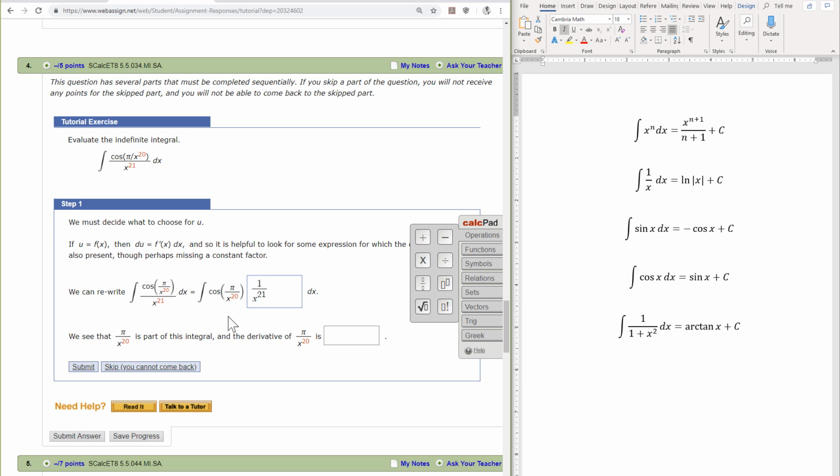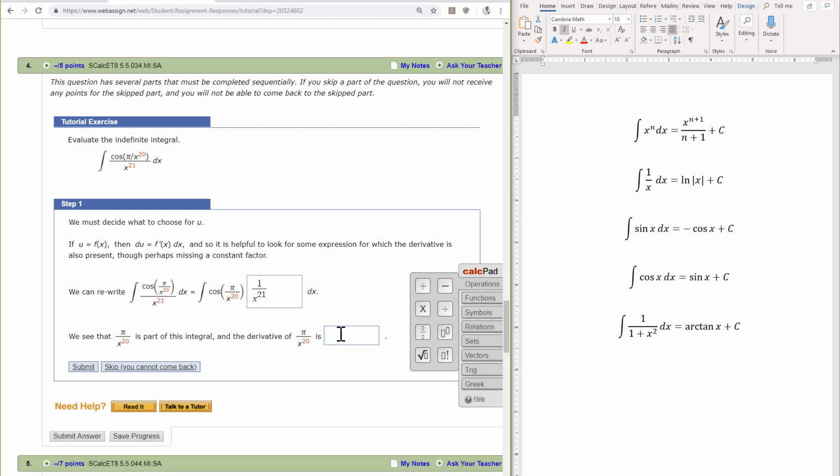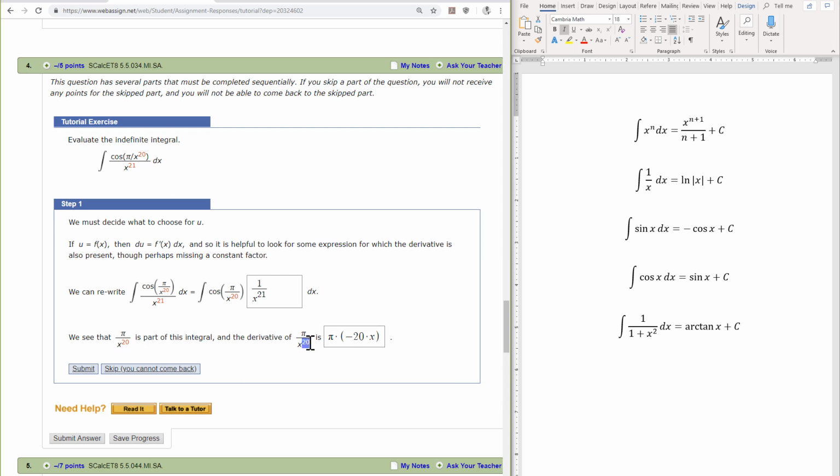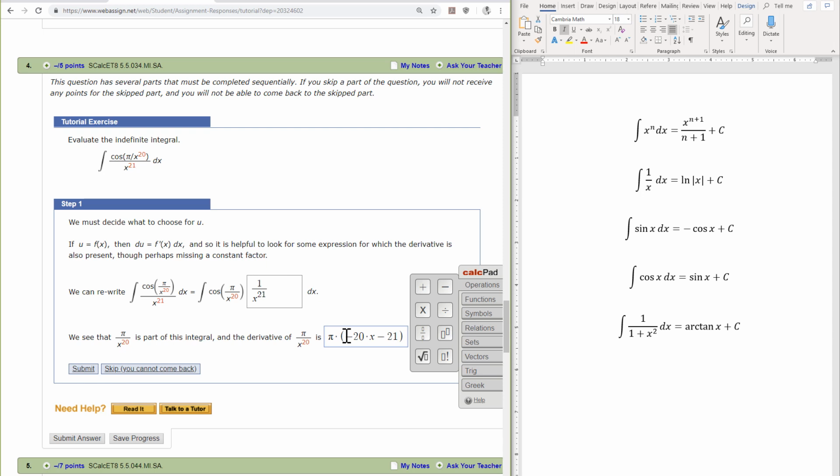And that's going to be interesting for us because the derivative of pi times 1 over x to the 20th is going to be pi times the derivative of 1 over x to the 20th, which is negative 20 times x to the, you have to subtract 1 from the power, so this is negative 20, you subtract 1, that's going to be negative 21. Now this probably looks a little complicated. Oops, this is a power, sorry.